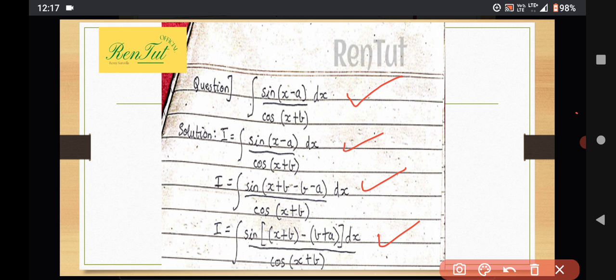Next step we will be writing for the second term, instead of b plus a we will be writing a plus b, because 1 plus 2 and 2 plus 1 are the same. If you write the reverse order or the previous order it is the same, that is why. So you need not get confused. So divided by cos of (x plus b) dx.